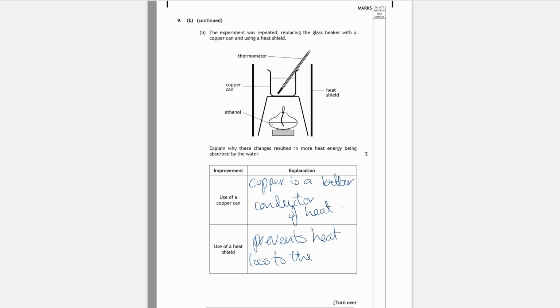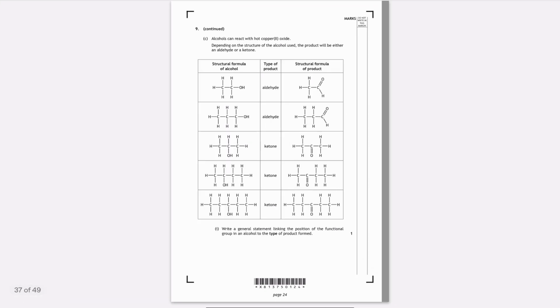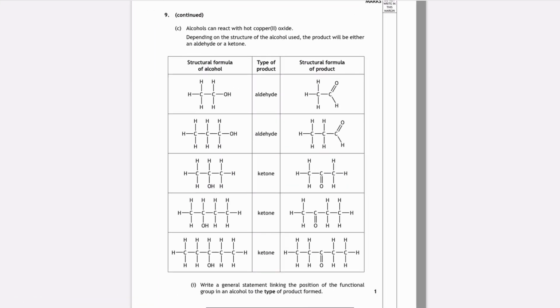Sometimes at National 5 they'll accept it without it, but when you move up to Higher it's very important. So it's just a good habit to get into now. Okay, so it prevents heat loss to the surroundings. They need to give me bigger boxes.